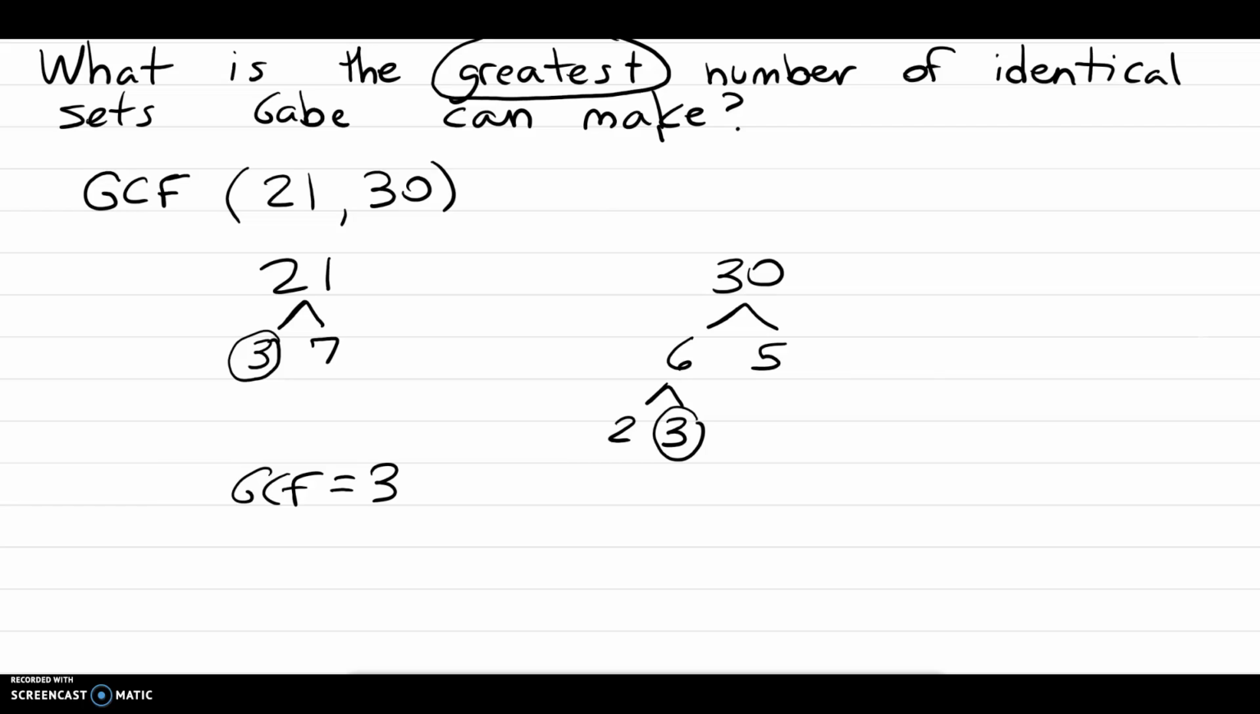Remember, if they had more than one number in common, you would list all of the numbers and then multiply them together for the greatest common factor. So here the greatest common factor is 3. So that means that we can have 3 sets, and they would have 7 binders, because I just divide each thing by 3. So 3 sets with 7 binders and 10 pencils.